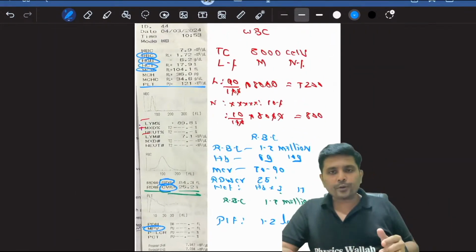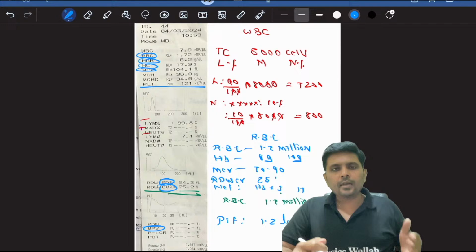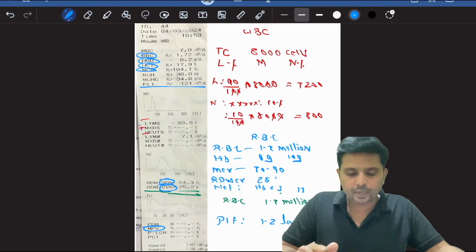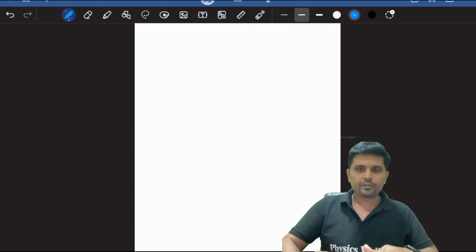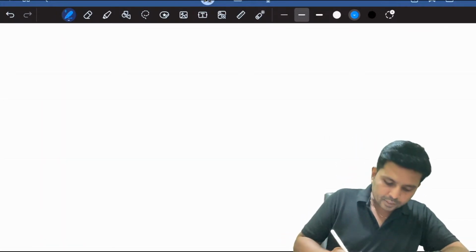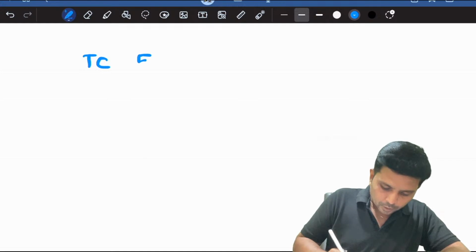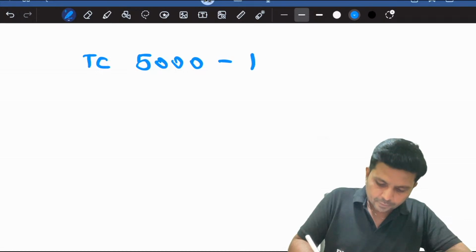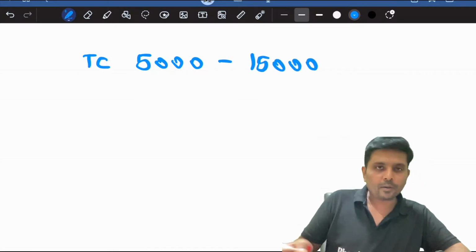So this is how you need to interpret the automated hemogram printed sheet. But before interpreting, let me tell you the normal things. What are all the normal things? As far as the total count is concerned, total count normally should be 5000 to, let me say 15,000.